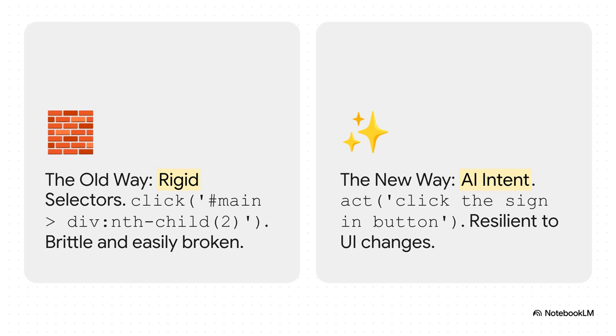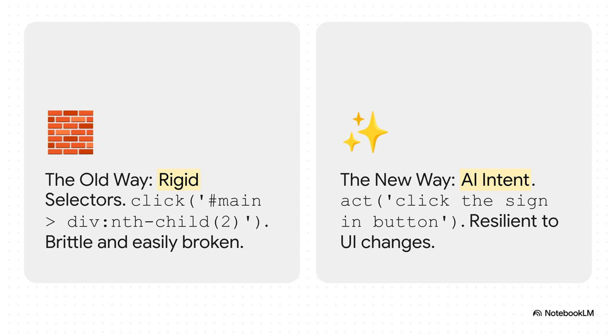And this slide, this right here, just shows the whole shift perfectly. The old way, that was all about these rigid, brittle selectors. You were basically giving your bot a super specific turn-by-turn set of directions. Click on the third box inside the second container. You can see how fragile that is. If anything on the page changes, those directions are useless.